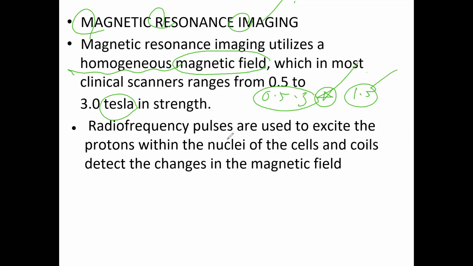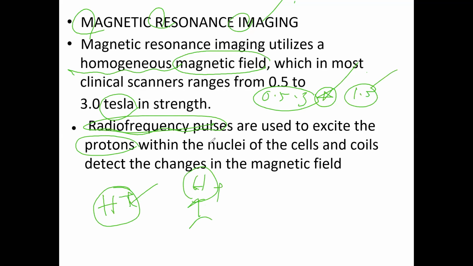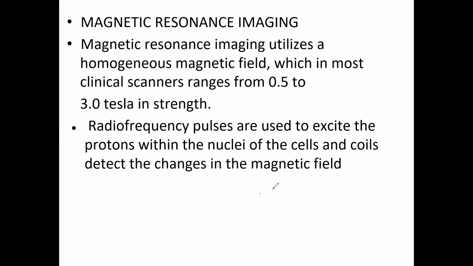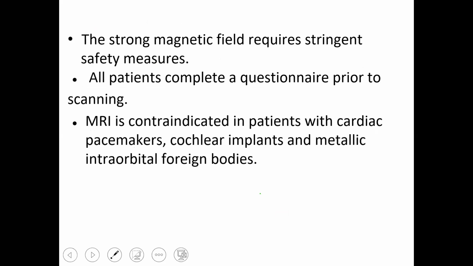And radio frequency pulses are used to excite the protons. So what is getting excited? Imagine that the radio frequency pulse is music, and the proton is you, me, and everybody. We get excited when we listen to the music, is it or not? So these protons get excited within the nuclei of the cells, and coils detect the changes in the magnetic field. These hydrogen ions, that is H plus protons, get excited and do a lot of dance, and that is detected by the magnetic field. That is the concept of MRI, generally speaking.